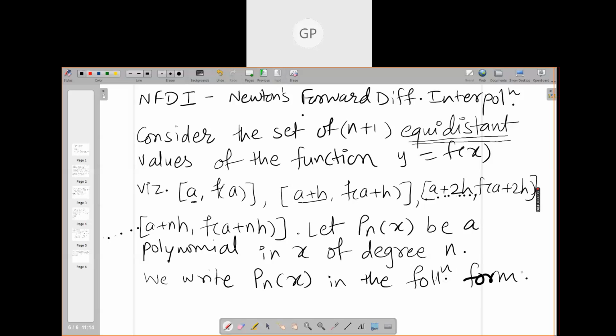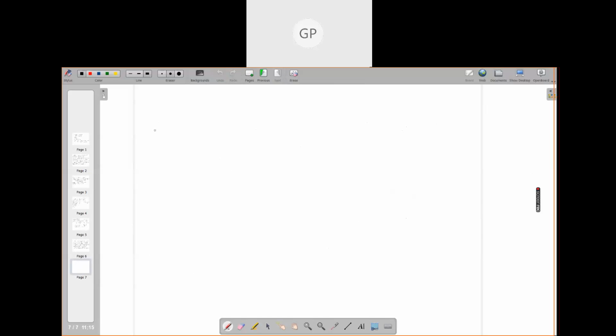So what we are going to do, we are going to make use of these n plus 1 points: a, a plus h, a plus 2h and up to a plus nh. So how many points do we have, girls? We have n plus 1 points, and therefore we can fit a polynomial of degree n using n plus 1 points. Do you understand this? Yes, ma'am.